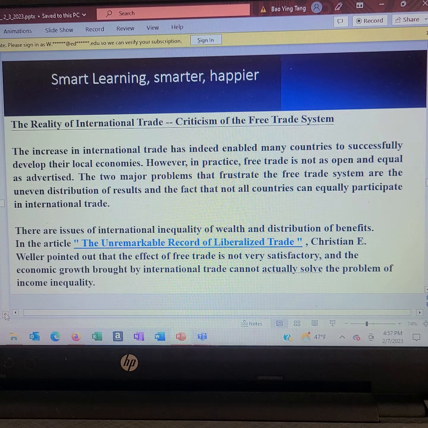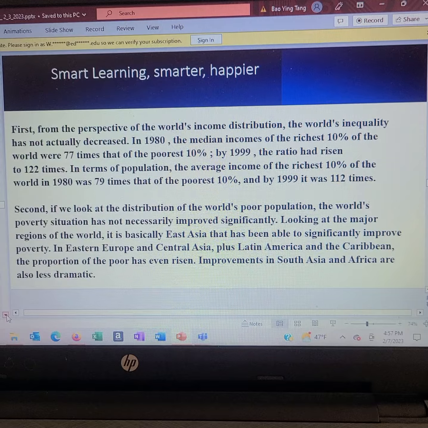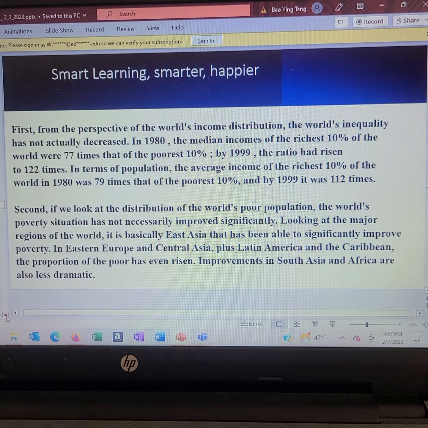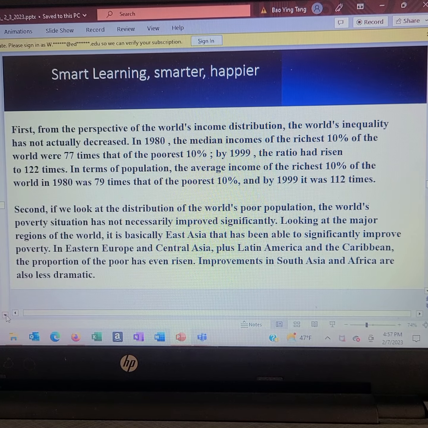In the article The Unremarkable Record of Liberalized Trade, Christian F. Weller points out that the effect of free trade is not very satisfactory, and the economic growth brought by international trade cannot actually solve the problems of income inequality. First, from the perspective of wealth and income distribution, wealth inequality has not actually decreased.